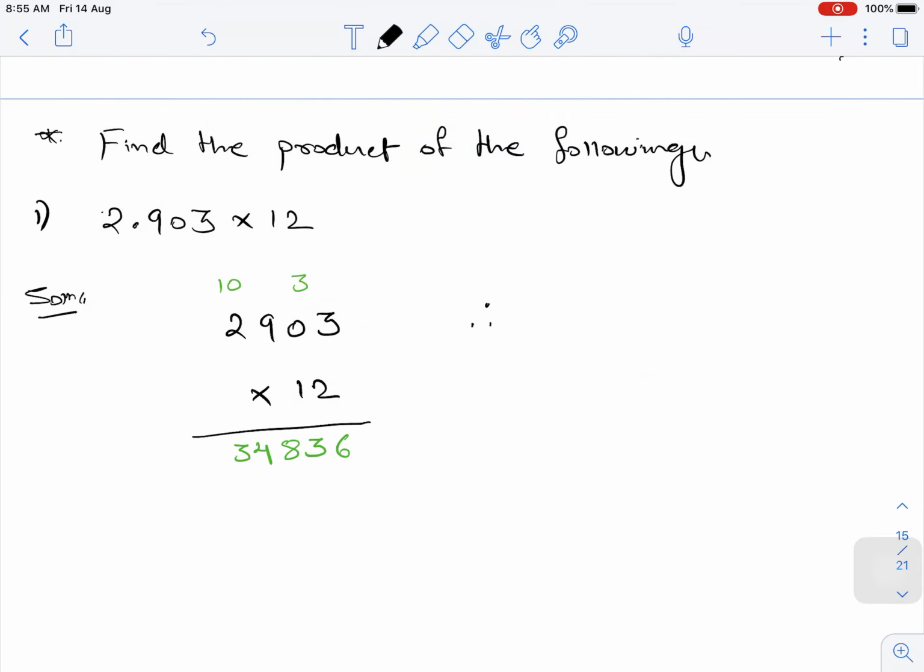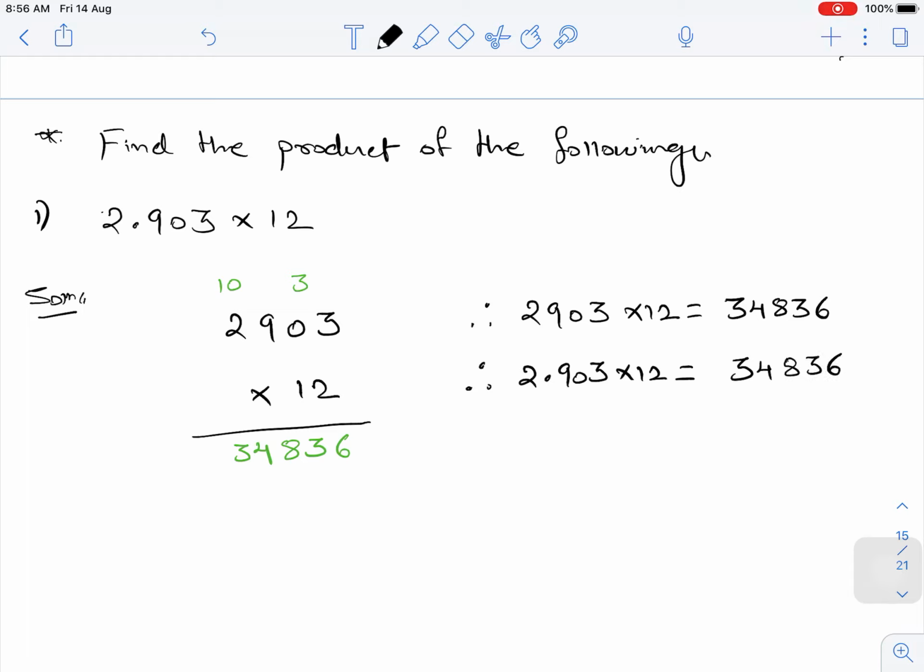You can write here, therefore, 2903 into 12 is equal to 34836. But now we are having the numbers with decimals, so we can write, therefore, 2.903 into 12 equals, same numbers will be there, that is 34836. But now here we have to find the decimal places.